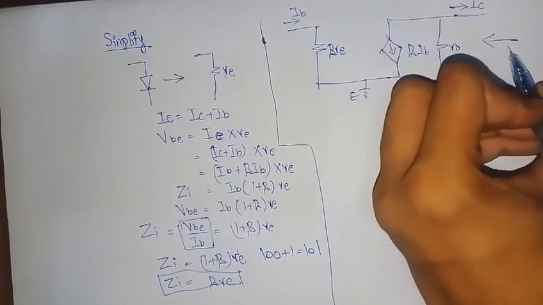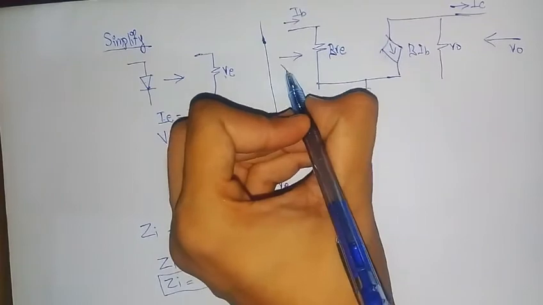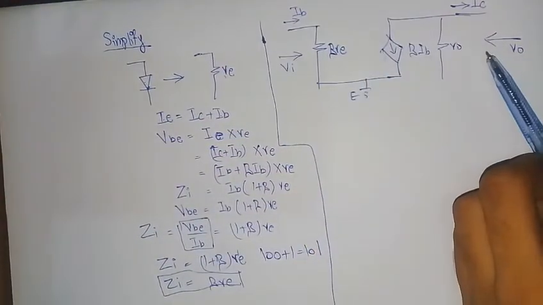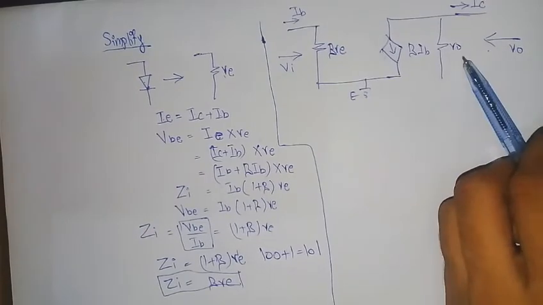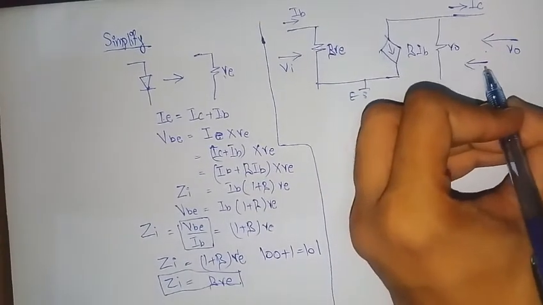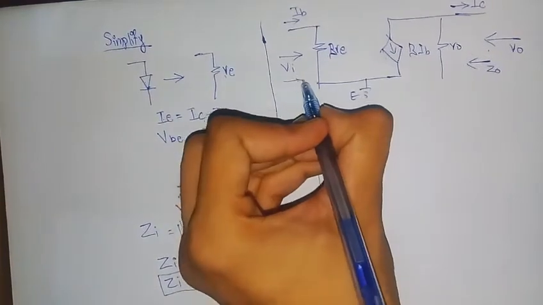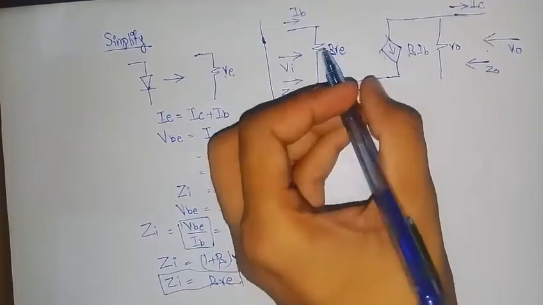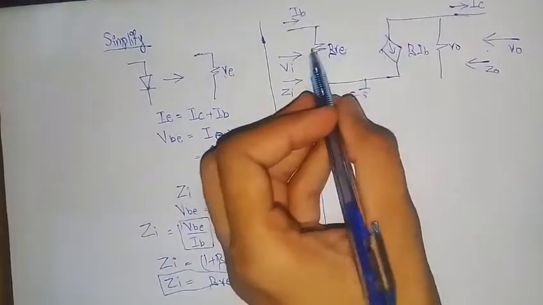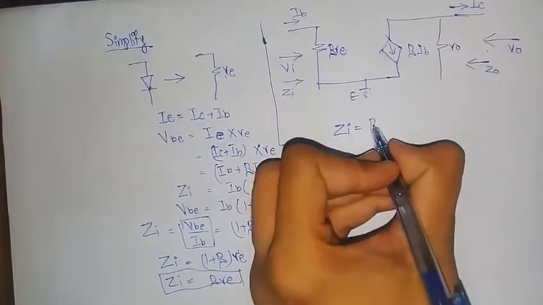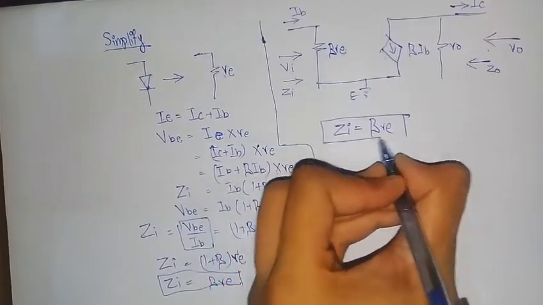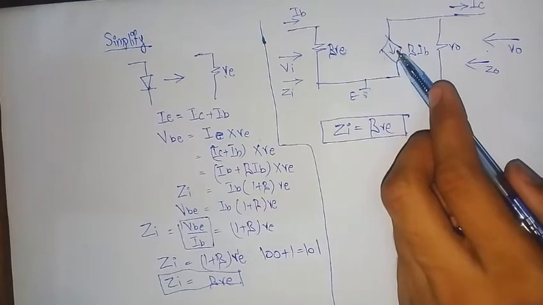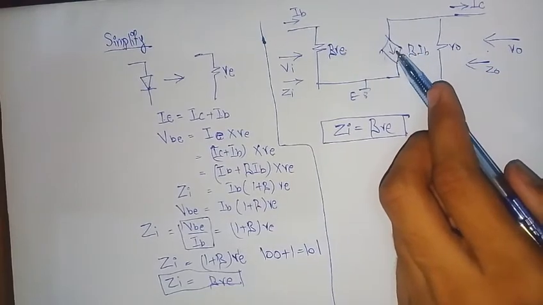Here you can calculate the value of output voltage, and here you can calculate the value of input voltage. And as you know, from the output side you can calculate the value of output impedance, and here you can calculate the value of input impedance, and you can see that the input impedance will be equal to beta times RE, simple, because there is only one resistance present. So ZI will be equal to beta times RE, and the output impedance is our resistance in parallel with the dependent source. Why will we not take this dependent source?